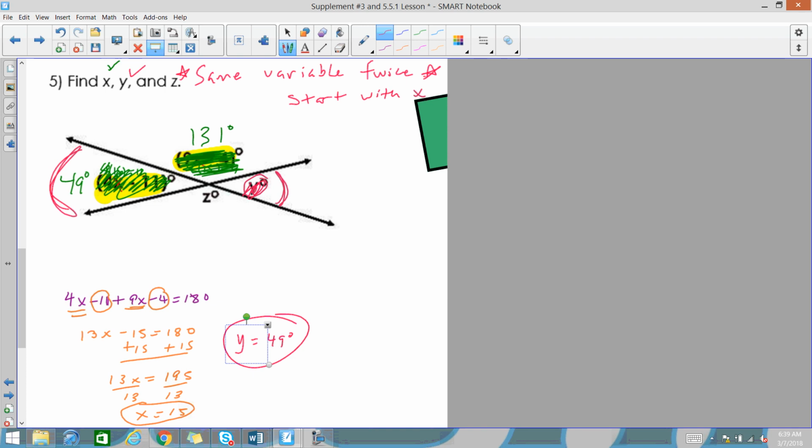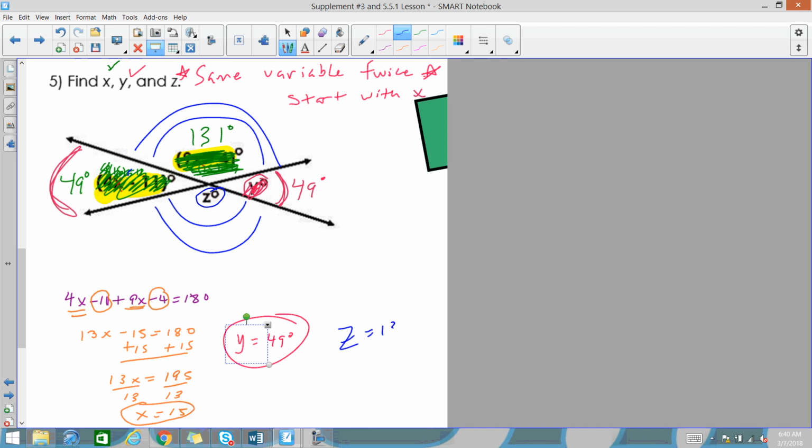So I get rid of y, and I'm going to put 49 degrees in here. All right, anytime you find the variable, always put it back in your problem. And then lastly, z. Z is the same thing. It's a linear pair with 49 and the other 49, but z is vertical with 131. So z equals 131. Ding. And I got my third variable.